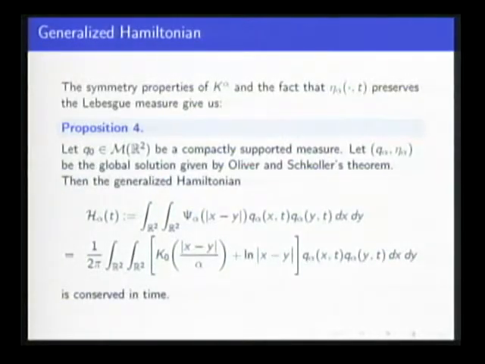Using these results, and in particular using the fact that it follows from Oliver and Shkoller's theorem, we have that a unique flow map that preserves the Lebesgue measure.